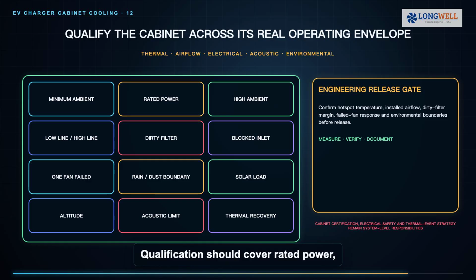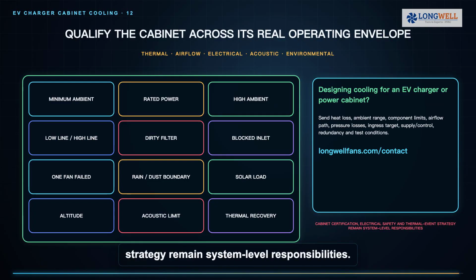Qualification should cover rated power, ambient extremes, supply tolerance, dirty filters, blocked intake, fan failure, environmental boundaries, solar load, altitude, acoustics, and thermal recovery. For an OEM review, send heat loss, component limits, air path, pressure losses, ingress target, supply and control, redundancy and test conditions. Cabinet certification, electrical safety, and thermal event strategy remain system-level responsibilities.